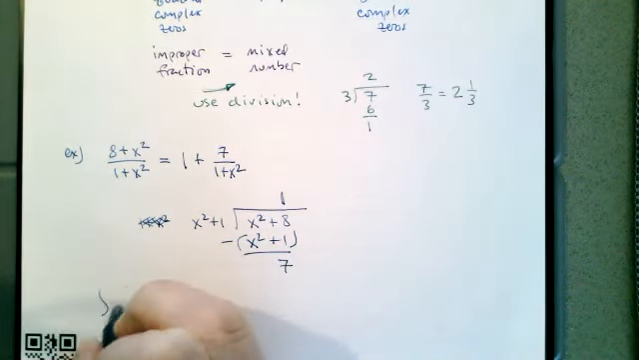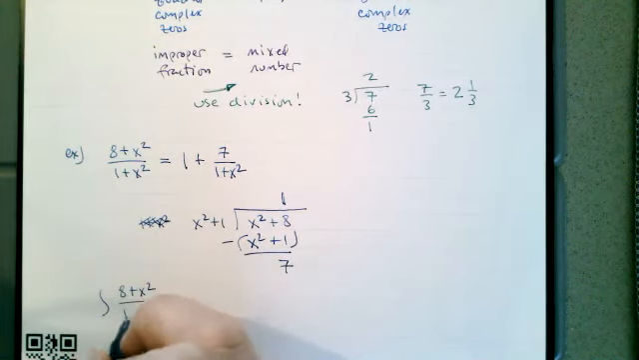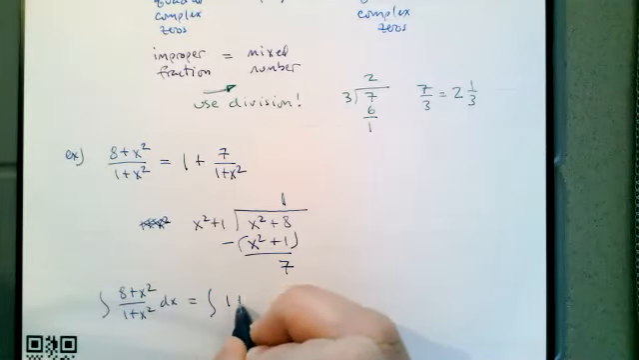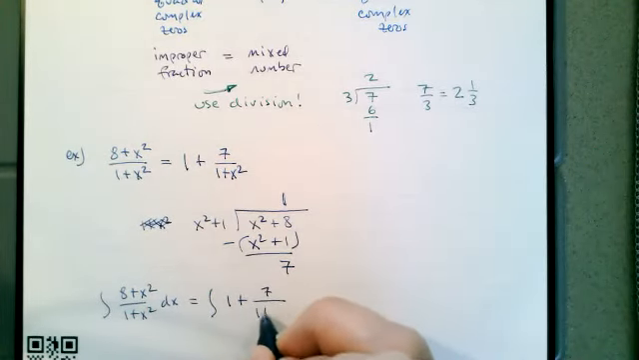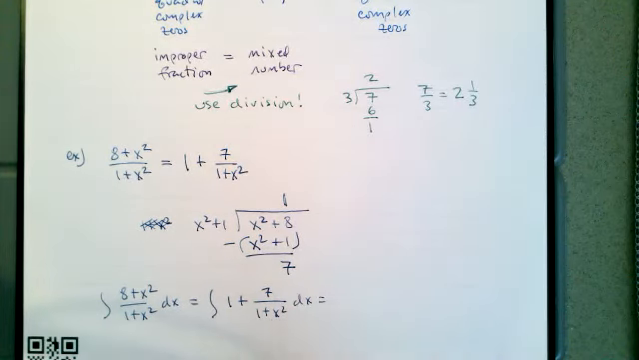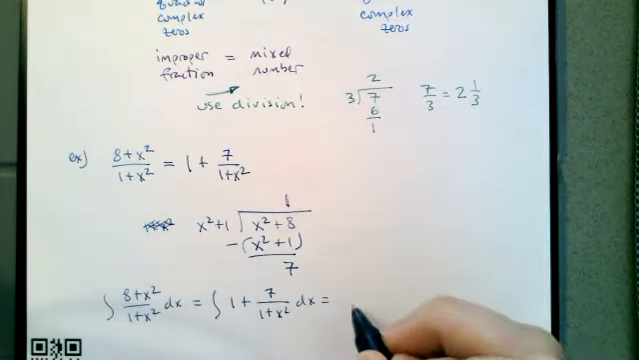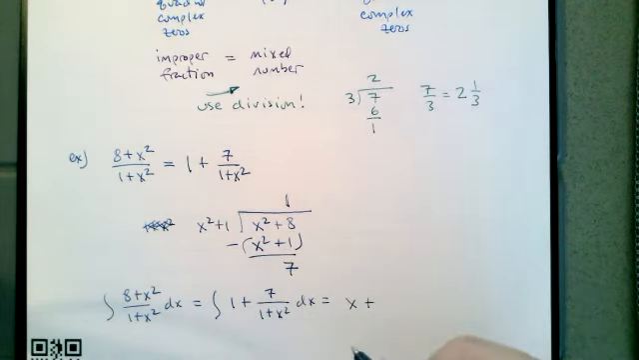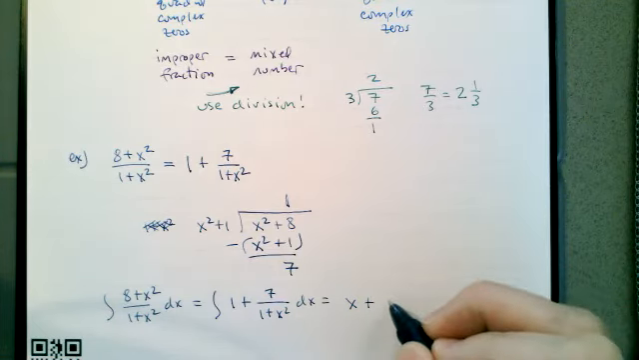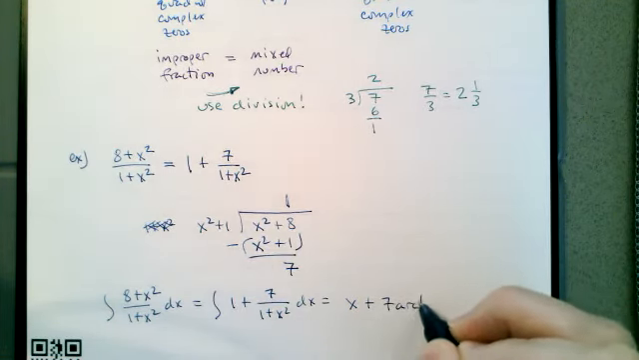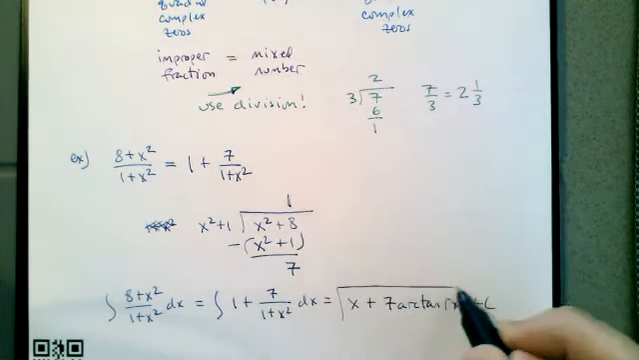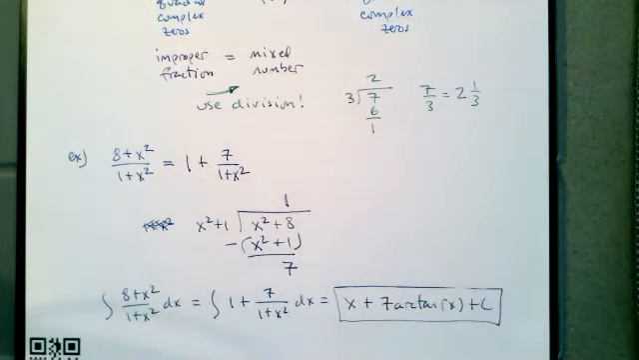So if I wanted to integrate 8 plus x squared over 1 plus x squared dx, there's no trick to it. We hit it with the algebra stick. Now it's terms, and I can integrate 1. The integral of 1 is x, and the integral of 7 over 1 plus x squared is constant over quadratic with complex zeros. That tells us it's going to be an arctangent, 7 arctangent of x plus c. Algebra to the rescue.